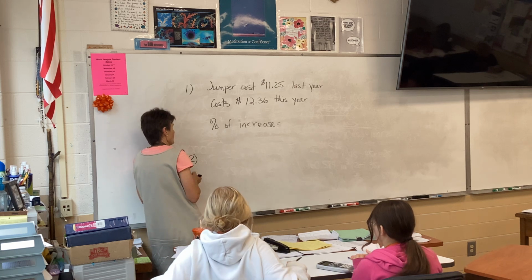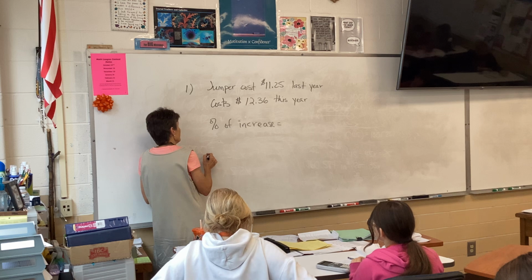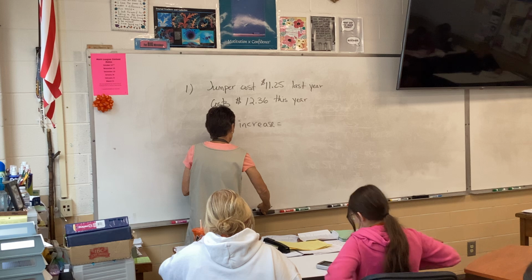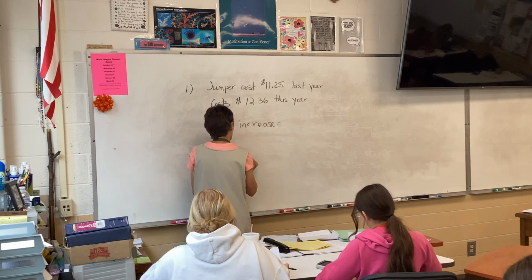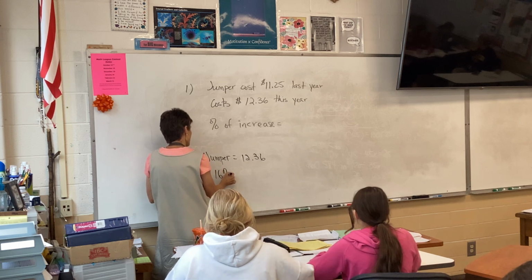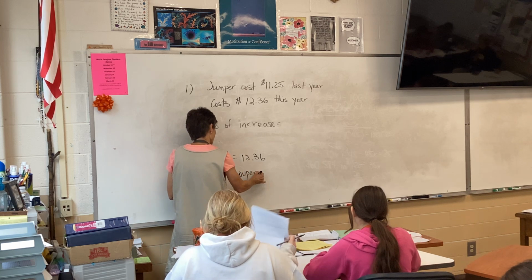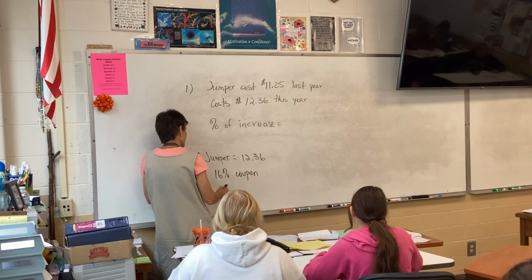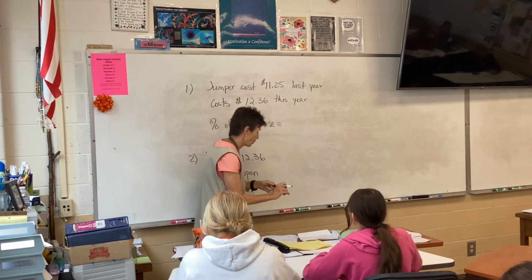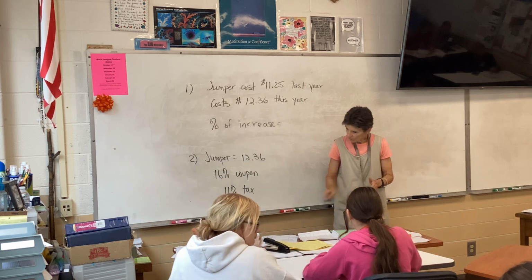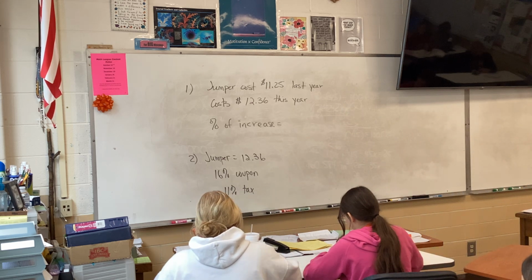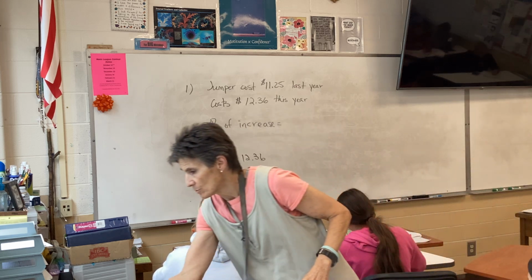The second one I want you to be looking on is, the jumper costs $12.36. I have a 16% coupon. And I live in a state that has an 11% tax. Find the total cost of the jumper. Okay, so work on those two while I get your practice tests to distribute.